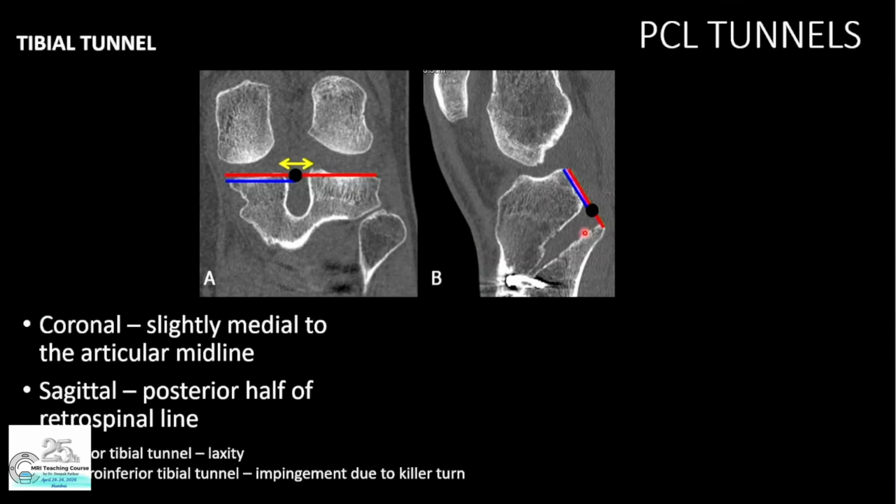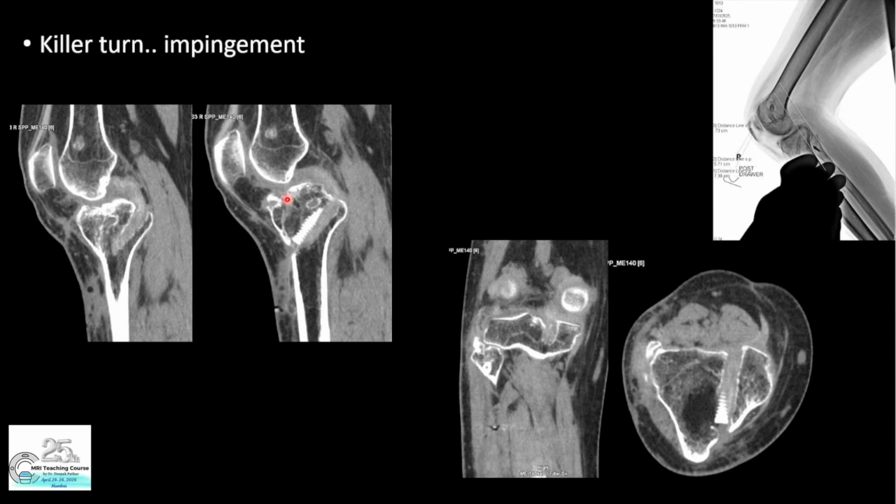As I told you earlier, the tibial tunnel should be in the posterior portion of the retrospinal line, and on coronal images it should be exactly in the intercondylar notch. So what is happening in this case, it is located on sagittal images in the posterior portion of the retrospinal line. But on coronal images, it is much more medially drilled as compared to the intercondylar notch, because of which the graft is showing a very acute turn, which is called the killer turn or impingement.